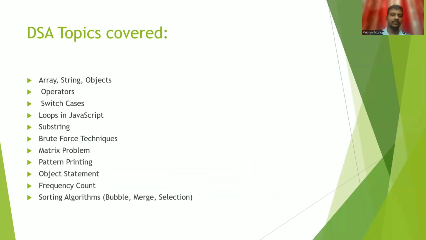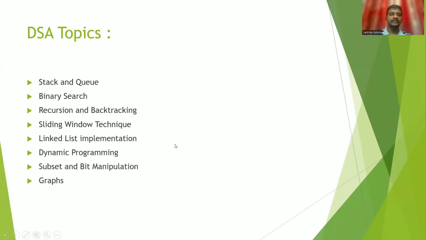So here, object statement and frequency count. Frequency count is mostly asked in interview questions. Here we take the interview questions that people mostly ask from an interview perspective. Then sorting algorithms: bubble sort, merge sort, and selection sort. These three sorting approaches we cover. Next is stack and queue.